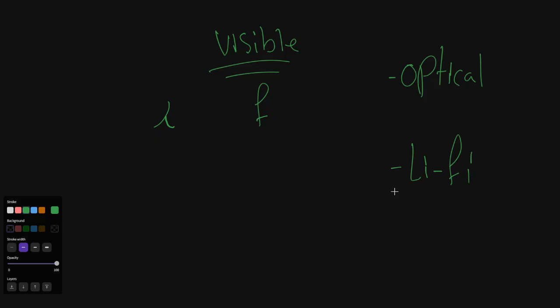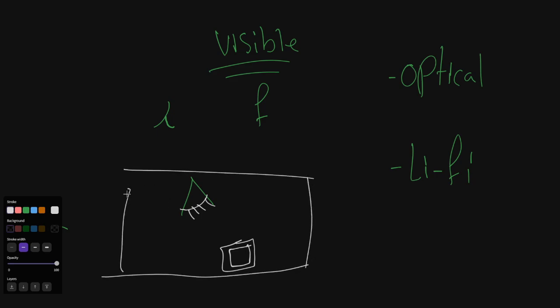Li-Fis are like LEDs or lights. Let's say there is a light here, and it emits light, and the laptops here can detect it or be connected to this internet. Let's say this is an office or a house, and every device here can be connected to this internet coming from a light wave. So this is for the Li-Fi.